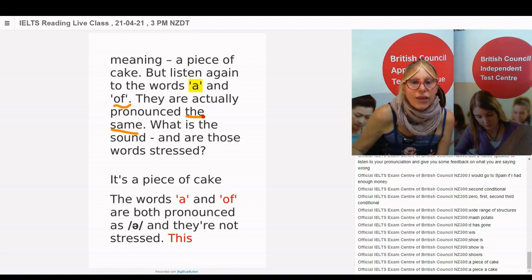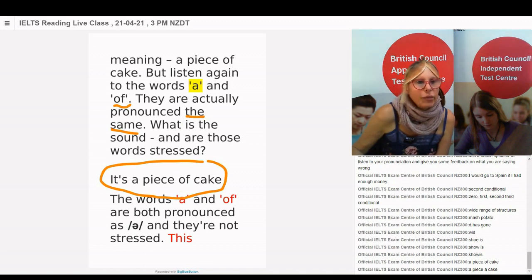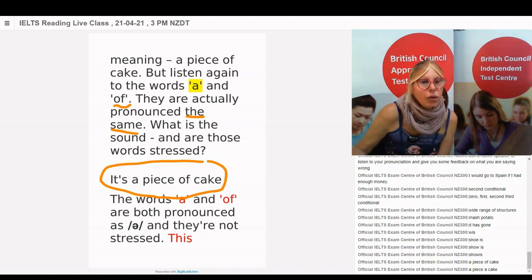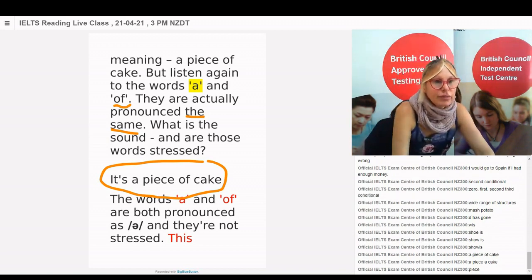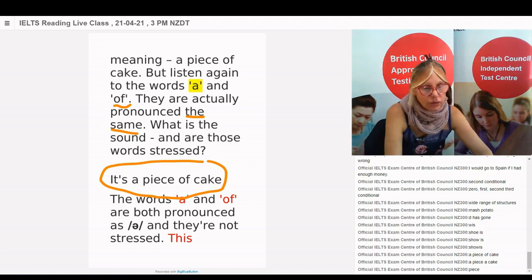What's the sound and are those words stressed? A piece of cake. The words a and of are both pronounced as schwa and they're not stressed, okay? If I say a piece of cake, I'm not making that a sound loudly. I'm not making the of sound loudly. Or I could say, would you like a piece of cake? Or would you like a piece of cake? In the first sentence, if I stress piece, I'm making piece sound louder.